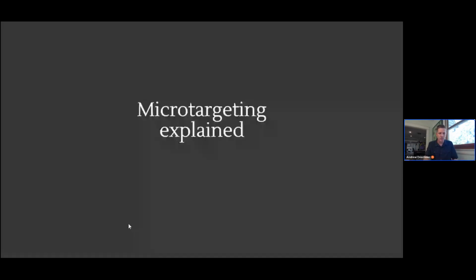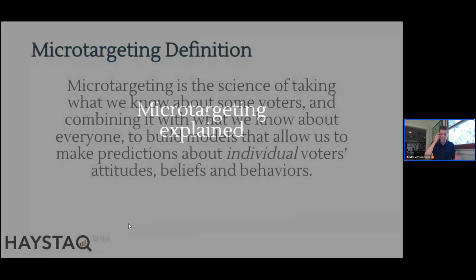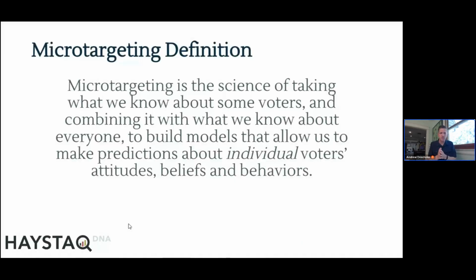So we're going to talk about what micro-targeting is. The definition is the science of taking what we know about some voters and combining it with what we know about everybody to build statistical models that allow us to make predictions about individual voters' attitudes, beliefs, and behaviors, whether that's an attitude on a particular issue or a behavior like whether they are voting. Are they going to vote early? Are they going to do absentee?